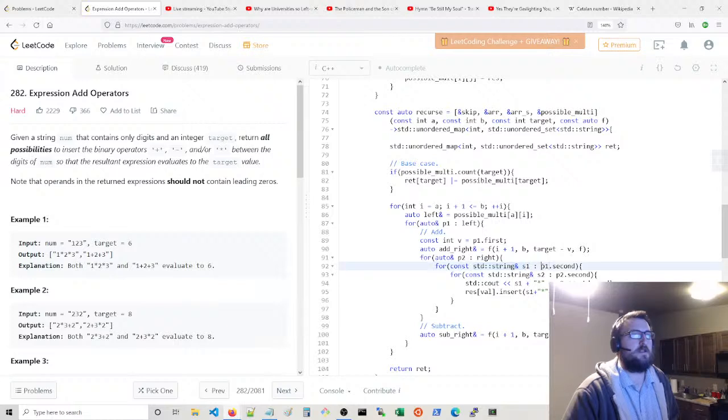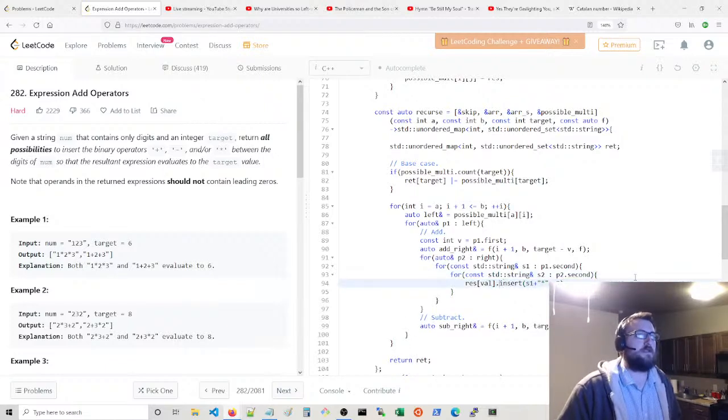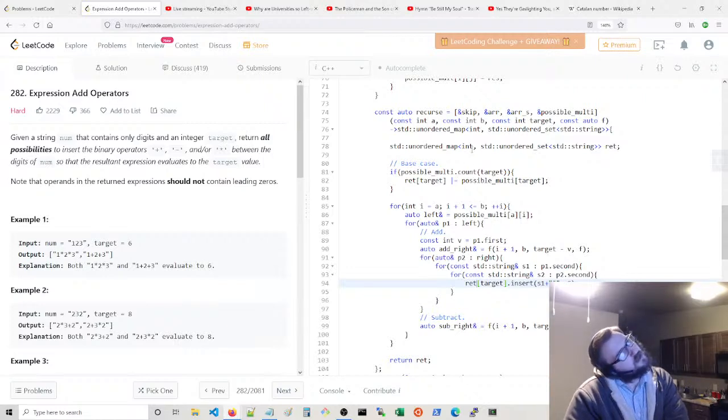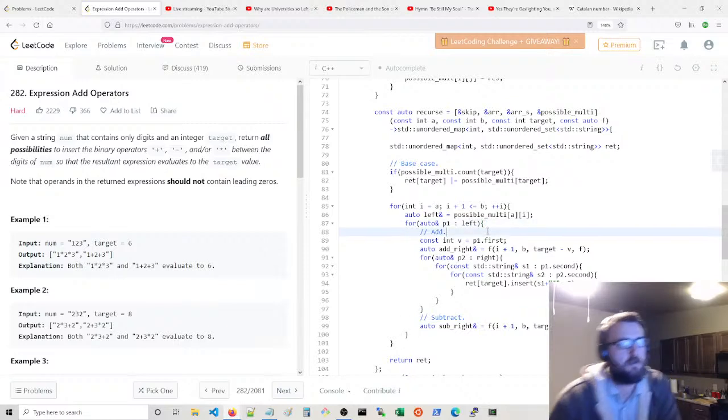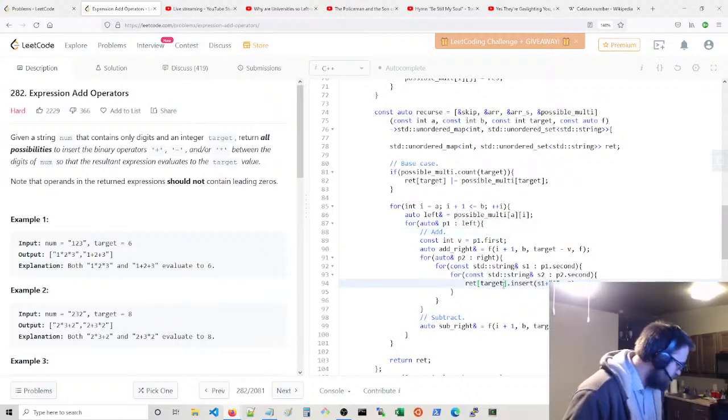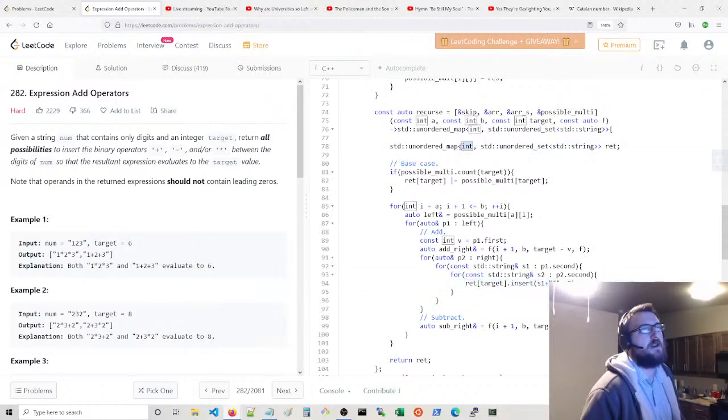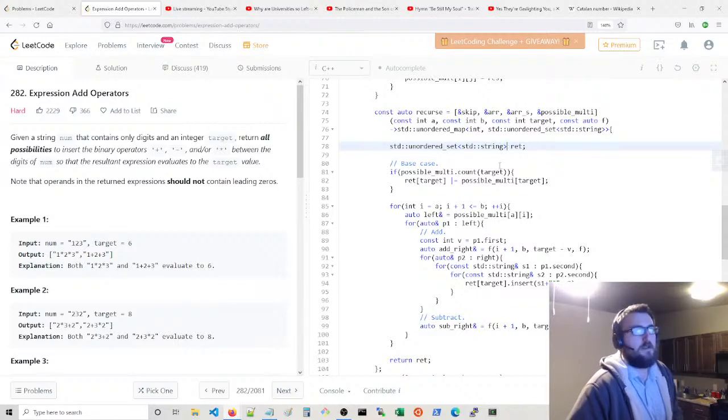We have the strings of our left side are going to be combined with the strings of the right side, and we're going to insert those into ret of target. Now that's kind of interesting. That's a little weird. I don't know if we actually need this target anymore because we already know what the target's going to be. So what we return on the right side doesn't actually need to have an unordered map associated with it. It can actually just be an unordered set of strings. I think that's fine. So let's try that and see how that works out.